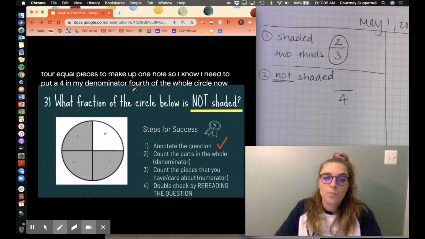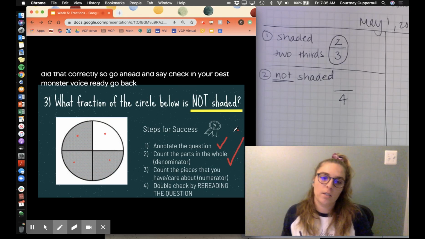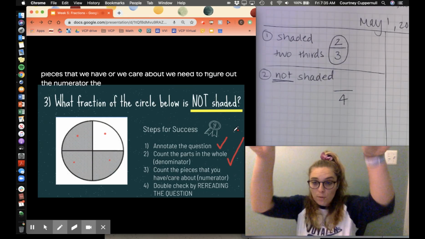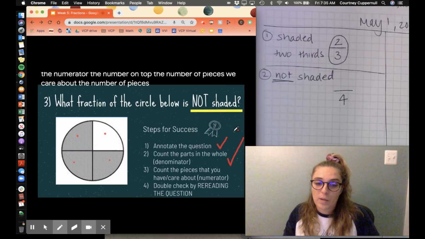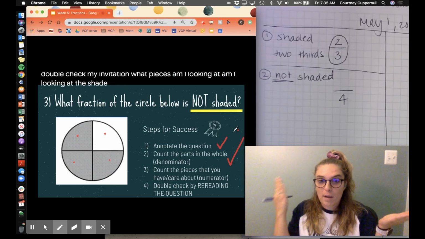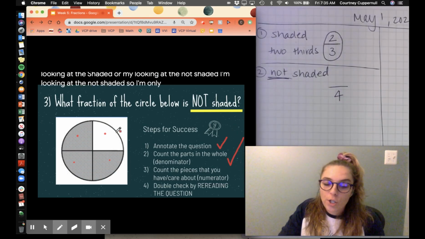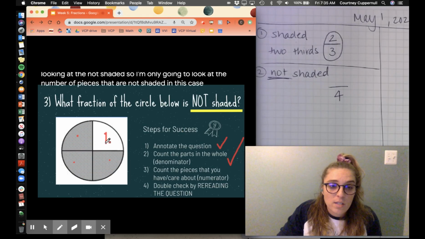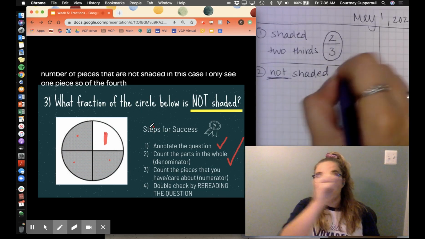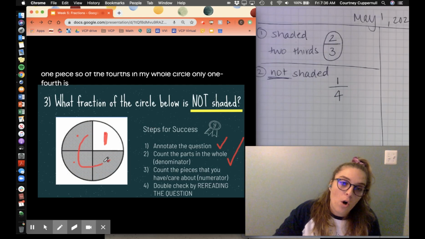Now, we did that correctly, so go ahead and say check in your best monster voice. Ready, go, check. All right, now we need to count the pieces that we care about. We need to figure out the numerator, the number on top, the number of pieces we have. I'm going to double check my annotation. What pieces am I looking at? Am I looking at the shaded or the not shaded? I'm looking at the not shaded. So I'm only going to look at the number of pieces that are not shaded. In this case, I only see 1 piece. So of the fourths in my whole circle, only 1/4 is not shaded. The rest of these are all shaded.